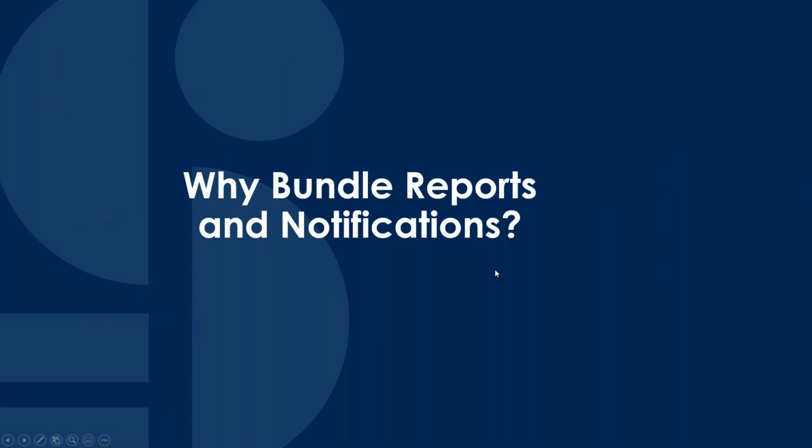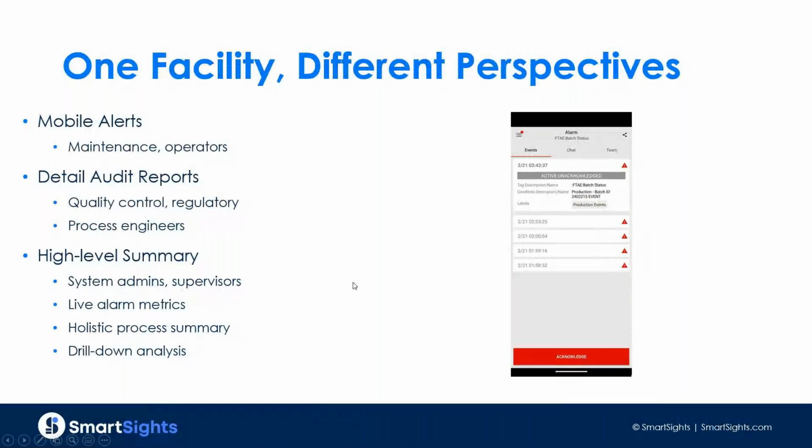But there are also some unique capabilities that get enabled with our smart bundle that extend just beyond having reports and having notifications separately. So we'll kind of go over the idea or the concept behind the smart bundle, and that's that you have one facility or one industrial process, but you have different people that need to consume different data to help them do their job, right? They need to consume different data at different times in different ways, but it may all be relative to the same operation or the same facility.